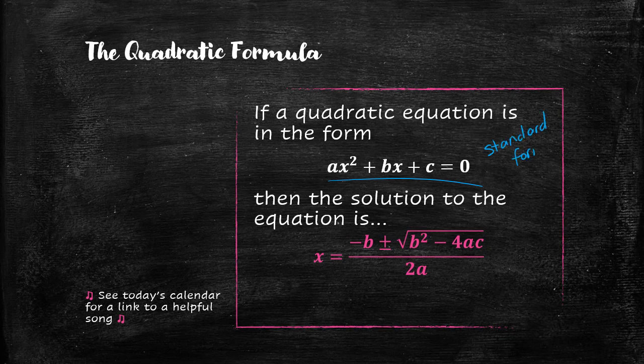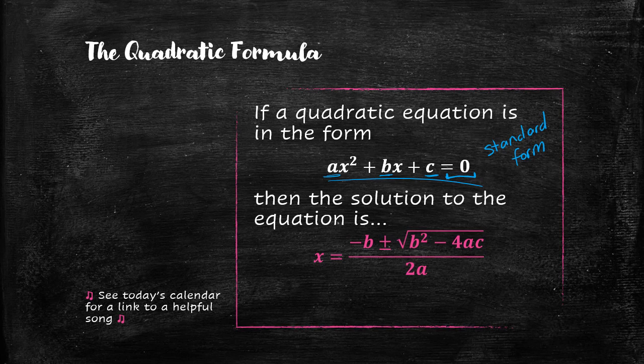Standard form, where we have our coefficients: a attached to the x squared term, b attached to the x term, and c is just our constant. And again, notice it's set equal to 0, super important still. Then we can say that our solution, or really our solutions to the equation, are given by this formula.